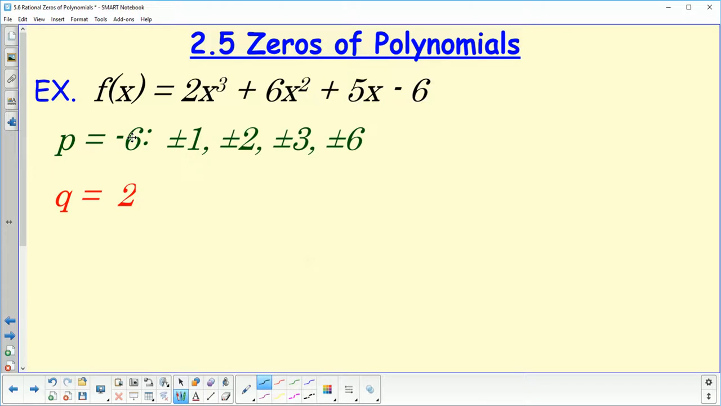Now most of them are going to be pretty small numbers for us right now, so we're going to be able to generate that list fairly easily without our calculators. And then q, a nice easy one, that leading coefficient, only has 2 factors, 1 and 2. So plus or minus 1, plus or minus 2.